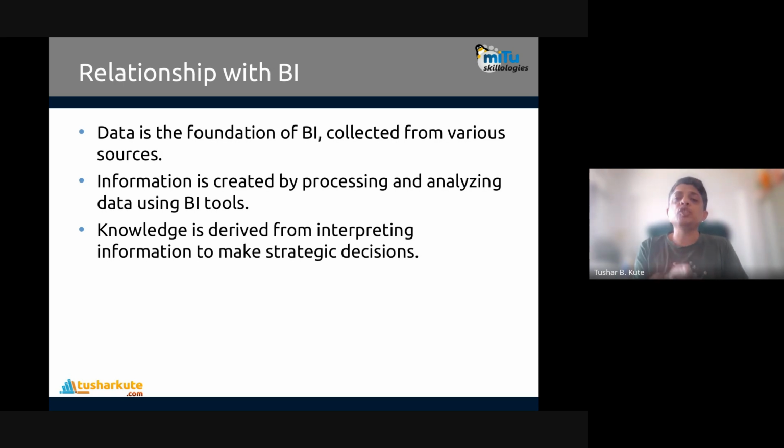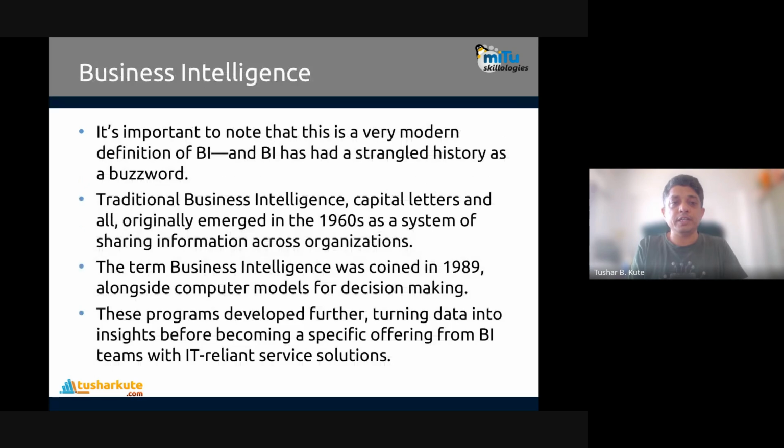I'll show you which tools or which processes are required to gain that information. And then knowledge, which is derived from interpreting information to make strategic decisions out of it. That is the outcome. So all three things have their own importance in the processes of business intelligence.